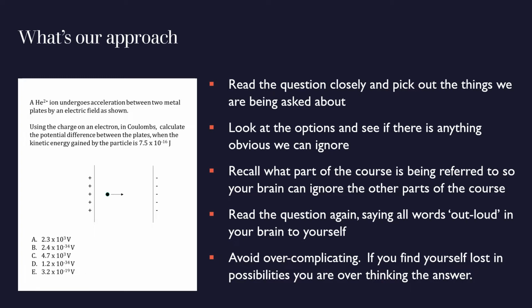Look at the options, see if there's anything obvious we can ignore. Nothing obvious. Recall what part of the course this is in, so we don't get confused. Read the question again, just inside your brain, so that you can absorb what it's asking and avoid overcomplicating. If you get lost in the question or you start bringing in too many factors and it starts to get complicated, just stop, scratch your brain clean and start again.